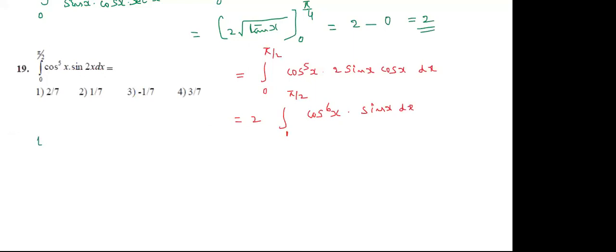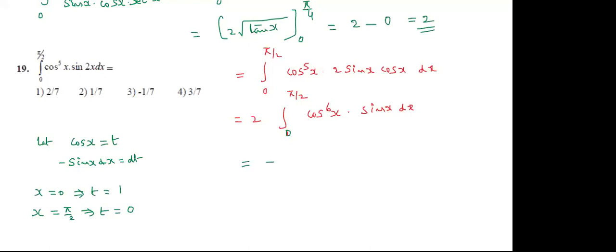Let cos x is equal to t. Derivative of cos x is minus sin x dx is equal to dt. Sin x dx means minus dt. Now change the limits also. If x is equal to 0, then what is the t value? T value is cos 0, that is 1. If x is equal to pi by 2, that implies t is equal to cos 90, that is 0.